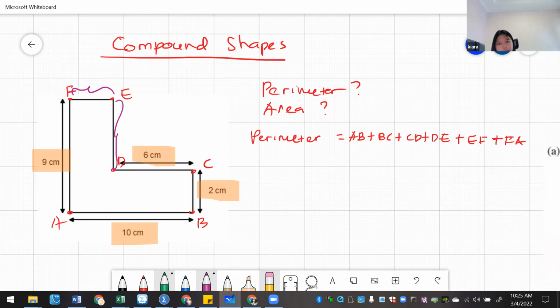Jadi sama dengan 9 dikurang 2. Yes, thank you very much, Kiara. So yeah, it's actually 9 minus 2. So why do we choose those two numbers?